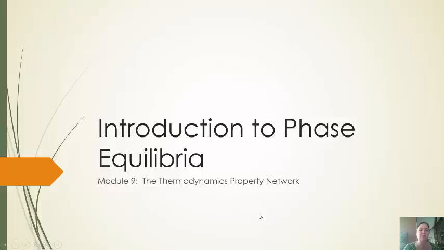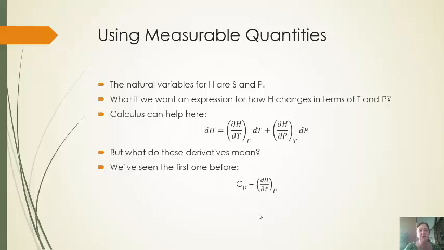Welcome back for Module 9b. We're going to be looking at measurable quantities in conjunction with those Maxwell relations and the fundamental relations. So, we know that the natural variables for H are S and P. But what if we wanted to know how H changes in terms of both changes in T and P?